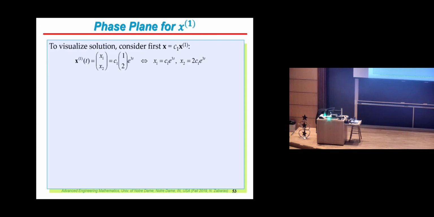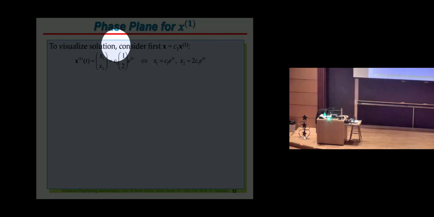What's the direction that it goes to infinity? Does it go in any direction or in a particular direction? Yeah, so 2x1, you can see 2x1 equal to x2. Everybody can see that? 2x1 is equal to x2. I mean, you can see x1 is 1 times e to 3t, x2 is 2 times e to 3t, so 2x1 equal to x2.